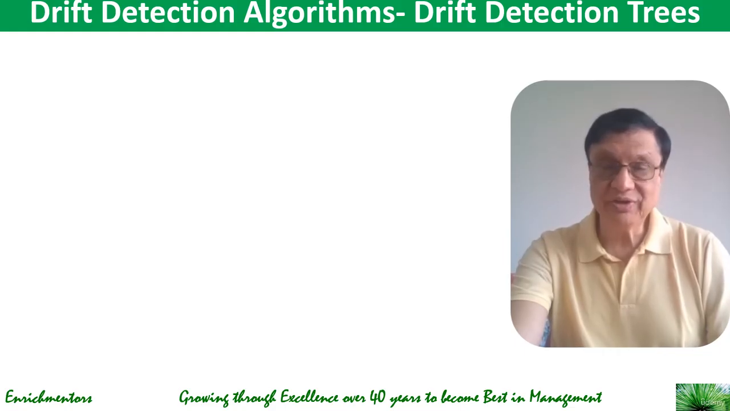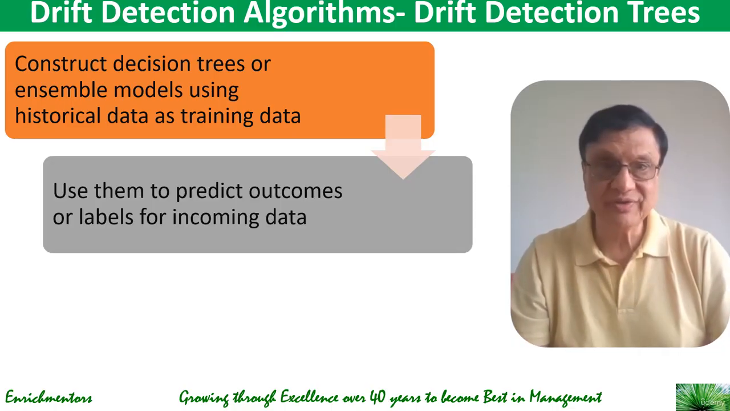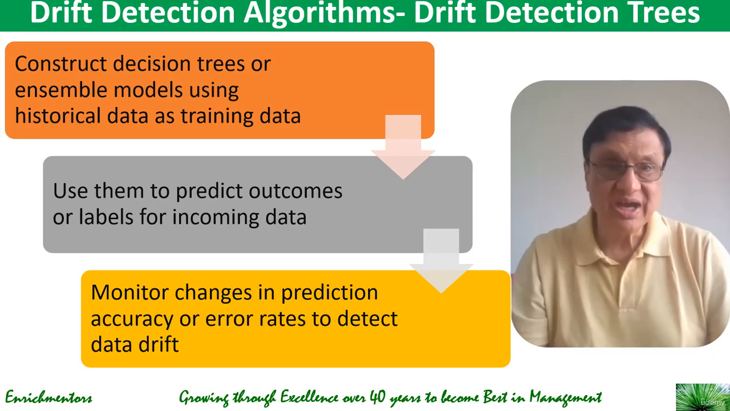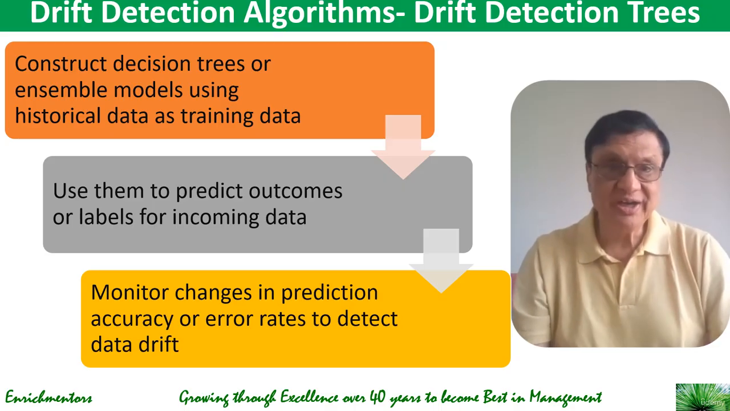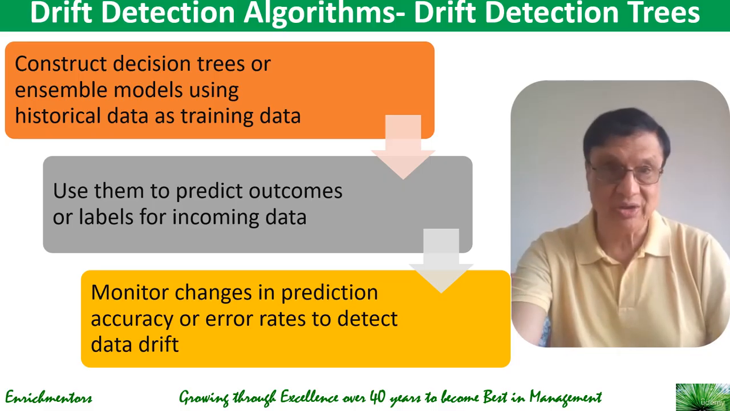One of the algorithms to use for drift detection is drift detection trees. Now you can construct decision trees or models using historical data as training data and use them to predict outcomes and labels of the incoming data. And there you monitor changes in the prediction data or error rates, and if there are higher or different error rates in the prediction accuracy, there is clearly a data drift that you need to check out.